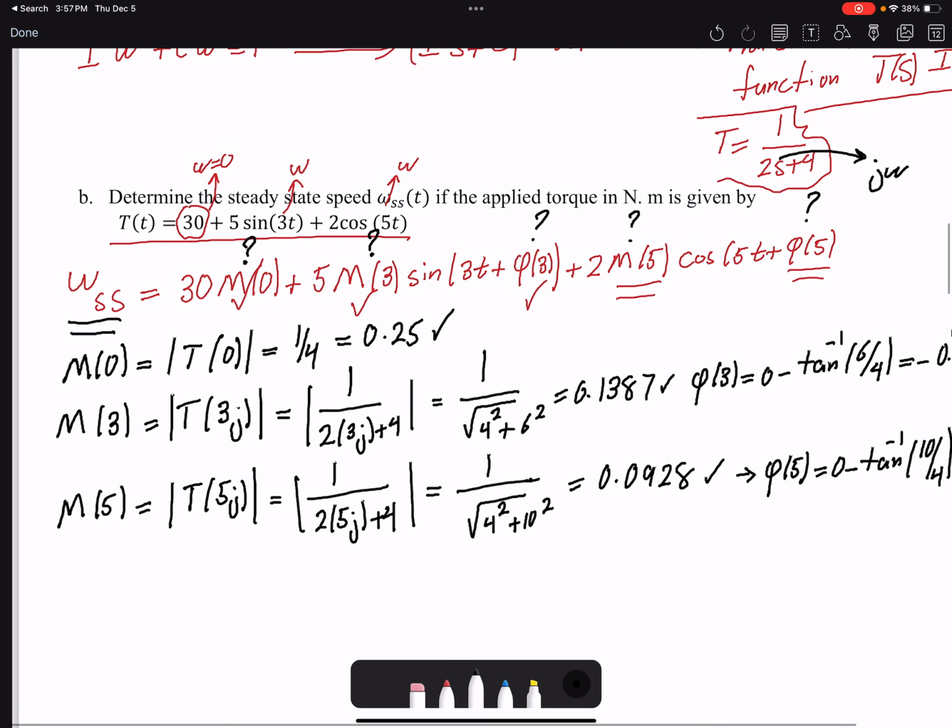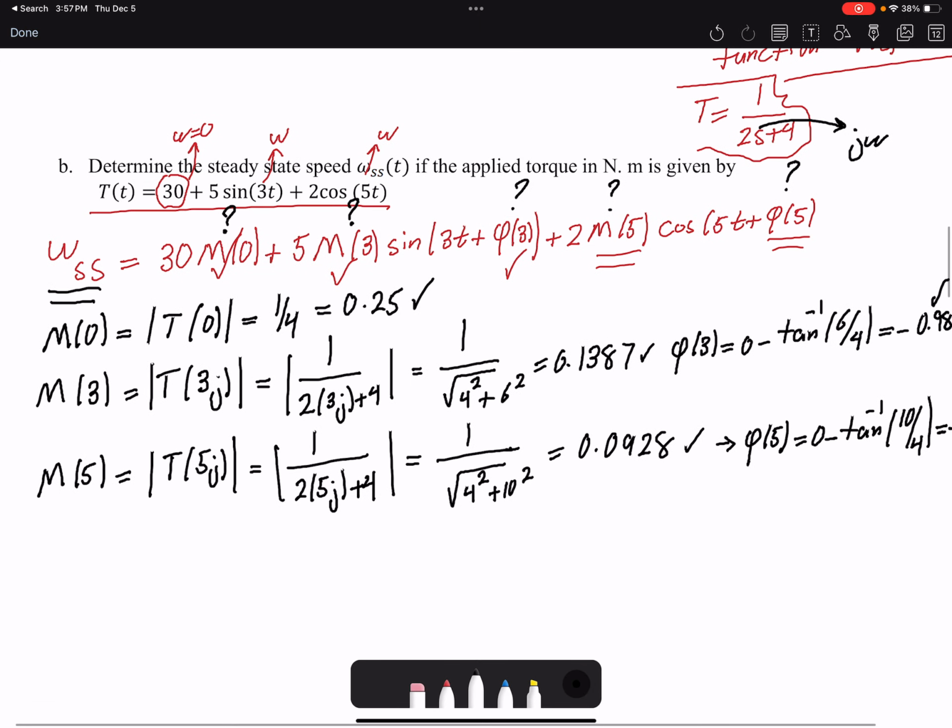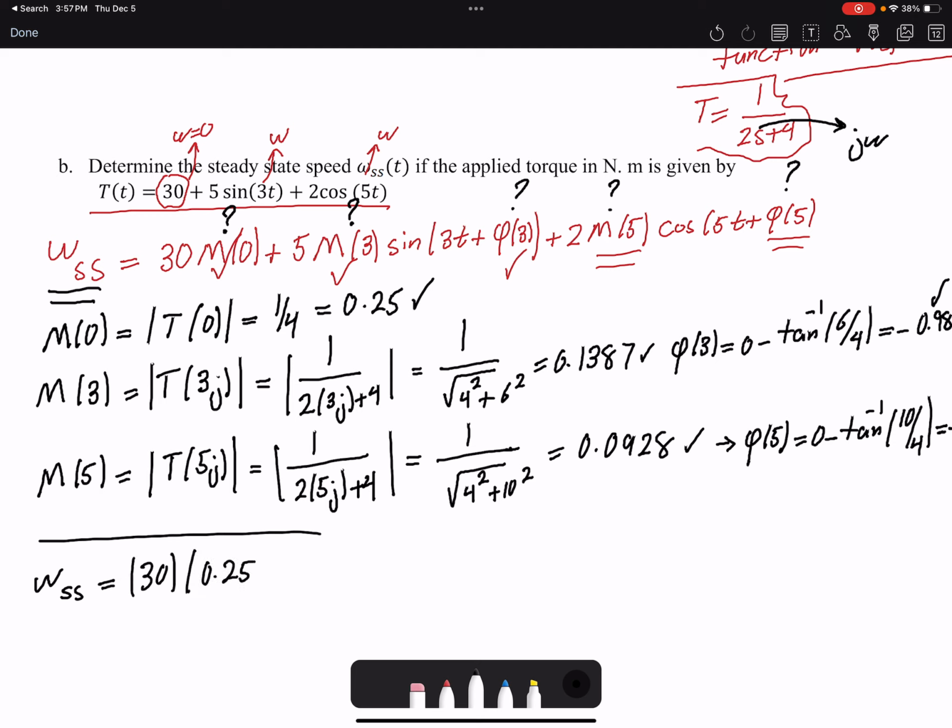And that's in radian. So now I can replace everything. Now I have all the values. I would say the steady state is 30, M0, I found it to be 0.25, plus 5, M3 was 0.1387.